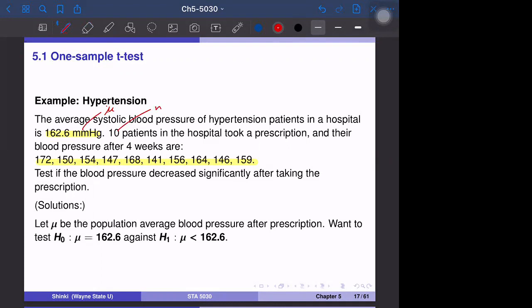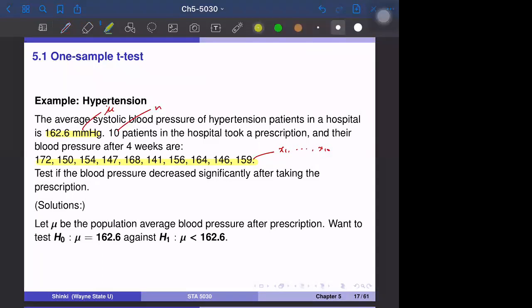So this is the small sample case. For 10 patients, after 4 weeks of the prescription, the 10 observations are here. So maybe I would say this is X1 to X10, and from this you can calculate X bar, and test if the blood pressure decreased significantly after taking the prescription.